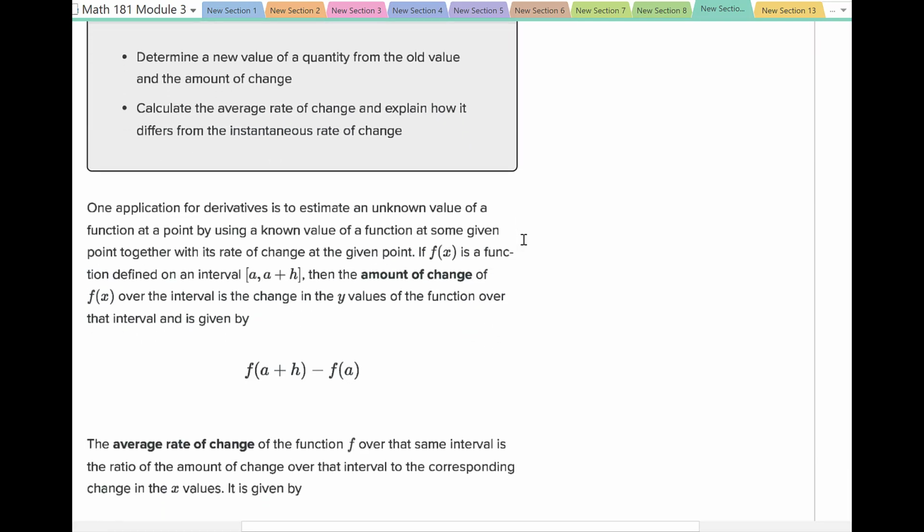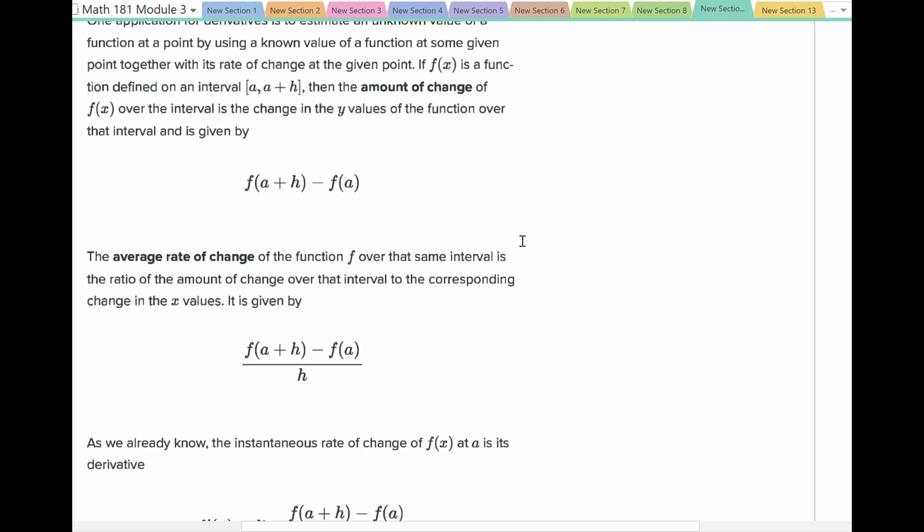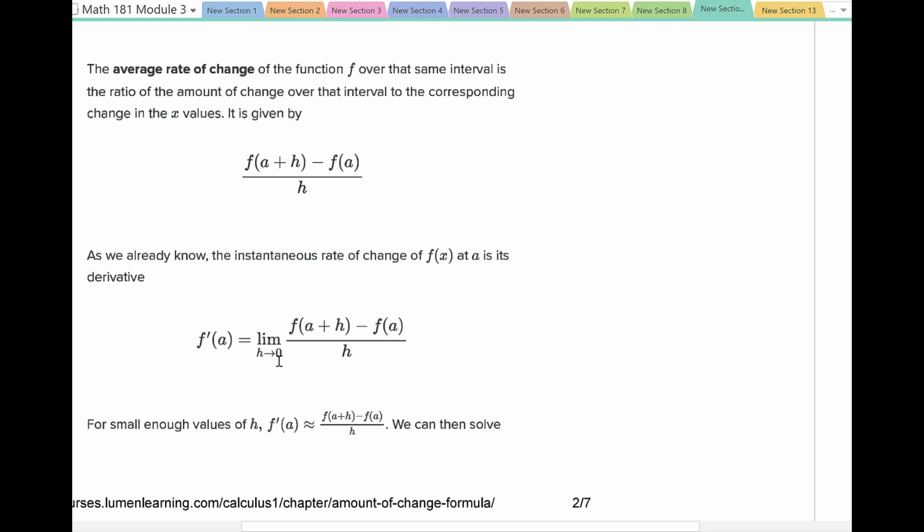So we've seen this type of concept being used over the course so far, especially when we look at the difference quotient. And we get the average rate of change and the instantaneous rate of change as the limit as h goes to 0. And so now we're going to talk about maybe going back a little bit and considering the approximation part of this versus the limiting part of this.